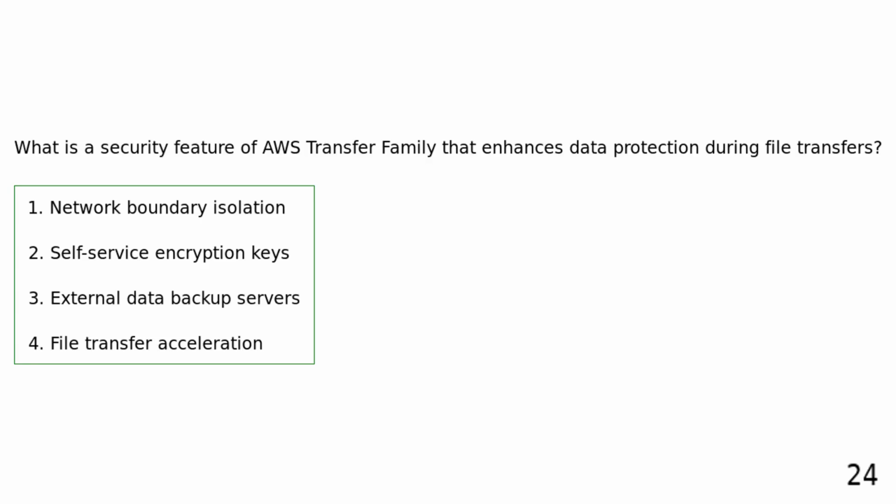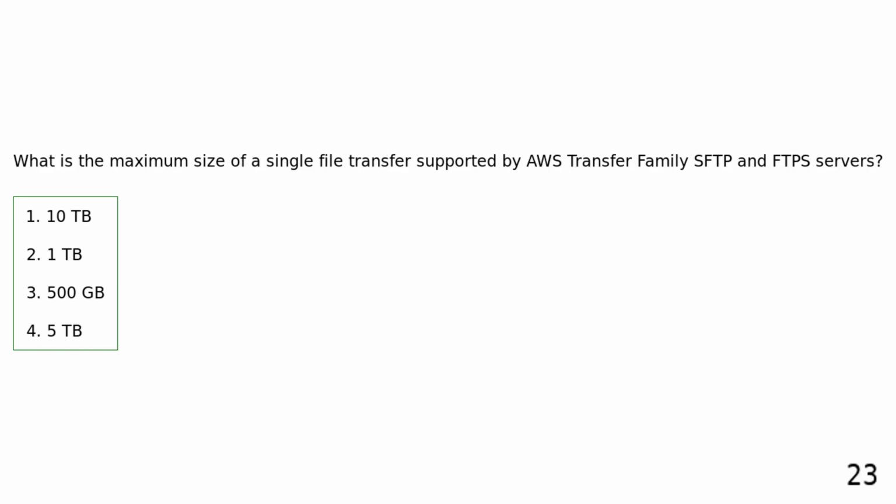What is a security feature of AWS Transfer Family that enhances data protection during file transfers? Network boundary isolation. Self-service encryption keys. External data backup servers. File transfer acceleration. One security feature is network boundary isolation in AWS Transfer Family, enhancing data protection by isolating file transfer activities from other network traffic.